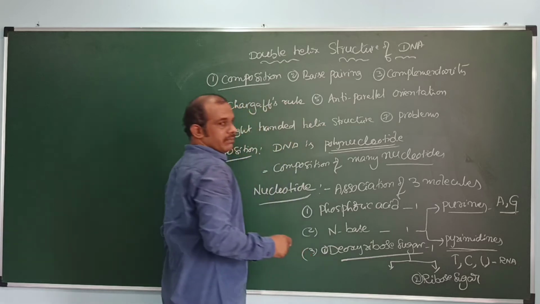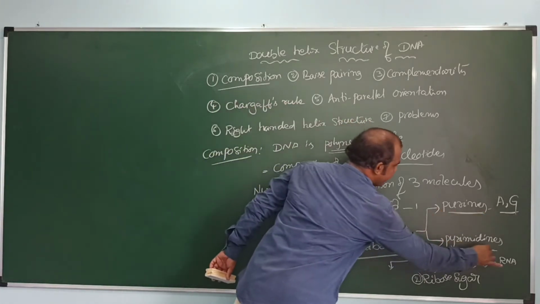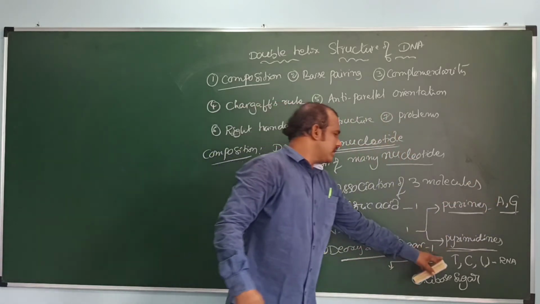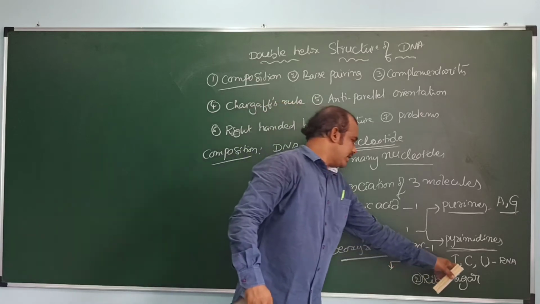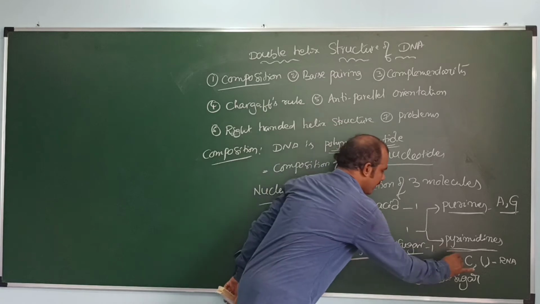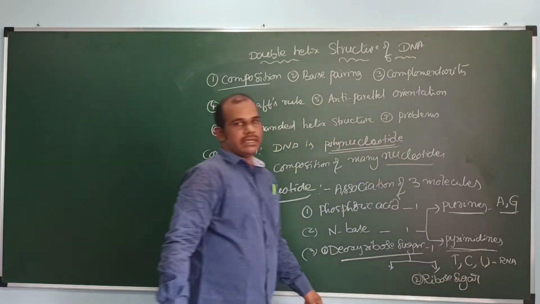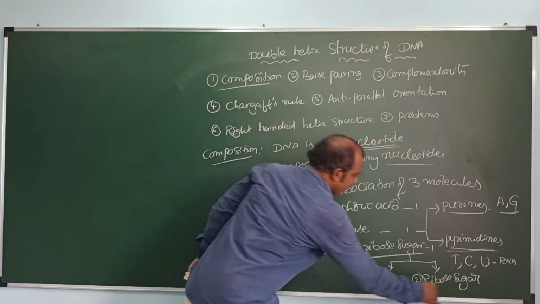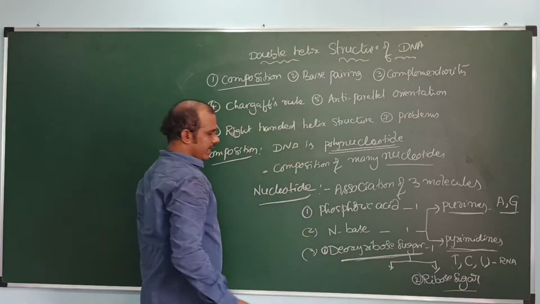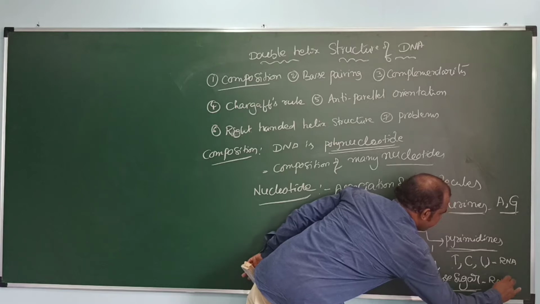So, these are the nitrogen bases. Nitrogen bases are of two types, purines and pyrimidines. Purines are two, that is adenine and guanine. There are three pyrimidines, that is thymine, cytosine, uracil. In DNA, only thymine and cytosine are present, whereas in RNA, uracil is present. Whereas of the sugars, only deoxyribose sugar is present in DNA. Ribose sugar is present only in RNA.